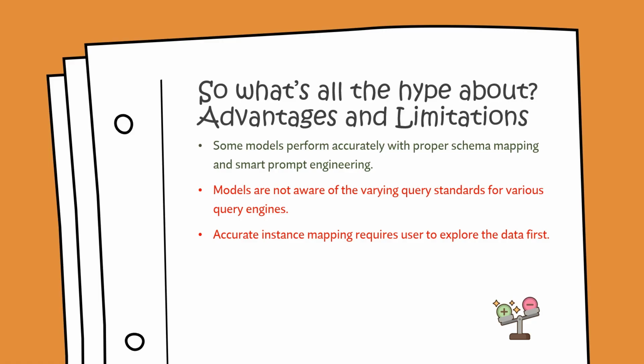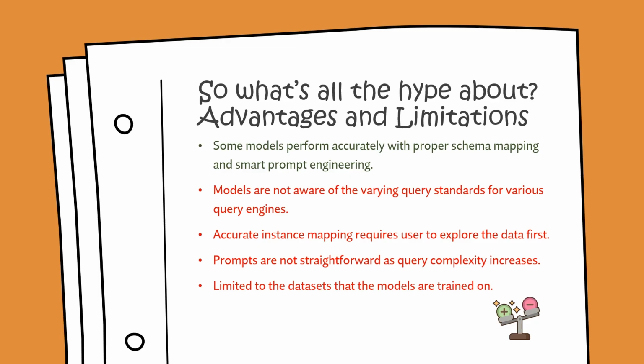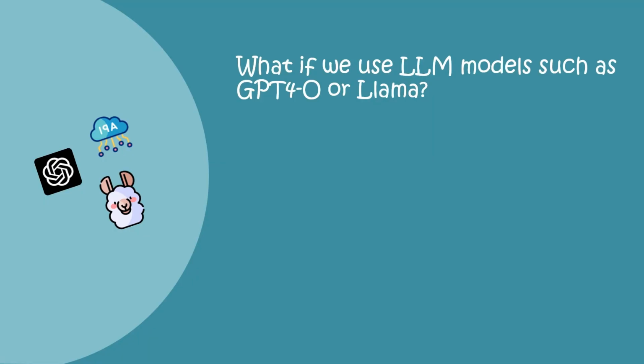This might require us as users to first explore the data before providing the natural language question. Prompts might not be straightforward as the query complexity increases. We might have to do some trial and error with a natural language question to finally land on an accurate resulting SQL query. And most importantly, the models are limited to the datasets that they are trained on. If an encoder-decoder model is not trained on a complex enough SQL dataset, it simply cannot produce a complex SQL query. So, what if we use large language models such as GPT-4o or Llama?